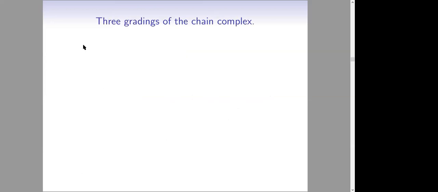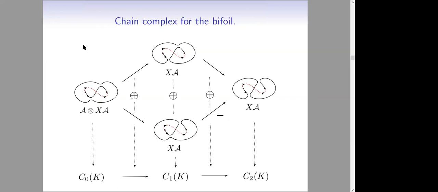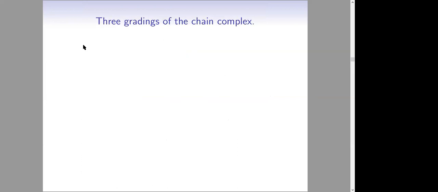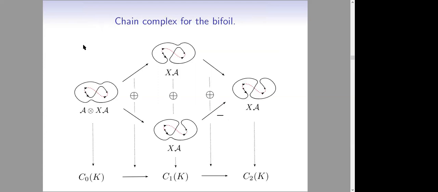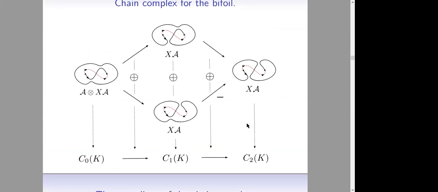Okay, now, before I get into the differentials, I would like to say how we define the gradings. If you have a generator v, which you should think of as taking a corner point of this cube of resolutions, and for a specific resolution, let's say this one, there is a single generator.